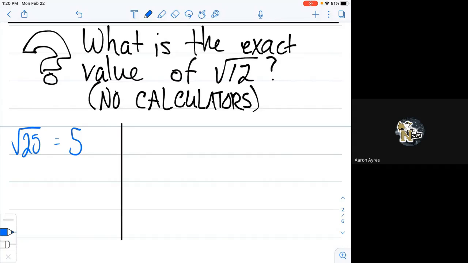What are two numbers multiplied together to get you 25? 5 and 5, right? That's why that square root becomes 5. Let's try another one here. Let's do the square root of 16. It equals 4, right? So what are two factors that are the same to give you 16? 4. This becomes the square root of 4 times 4. Isn't 4 times 4 16?